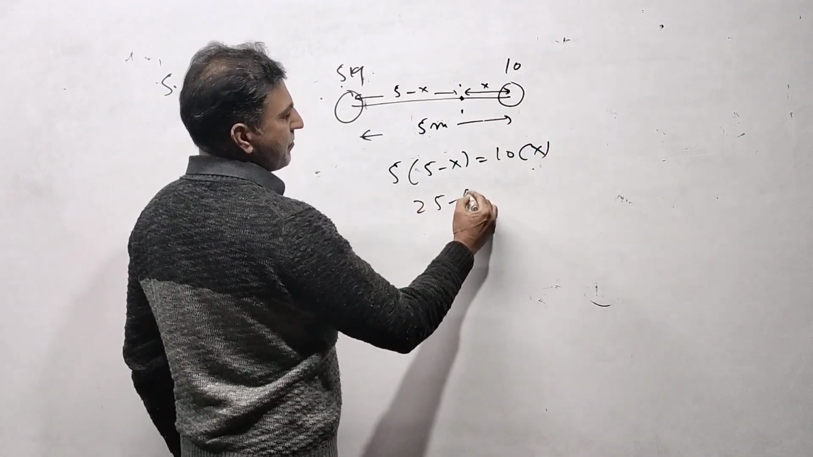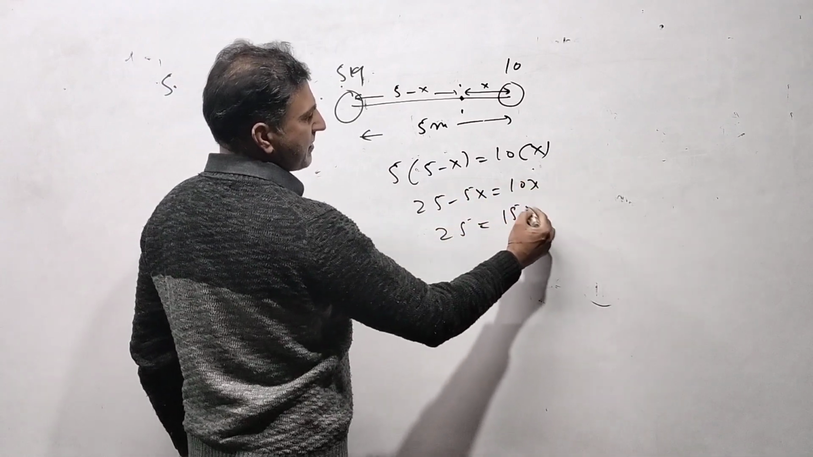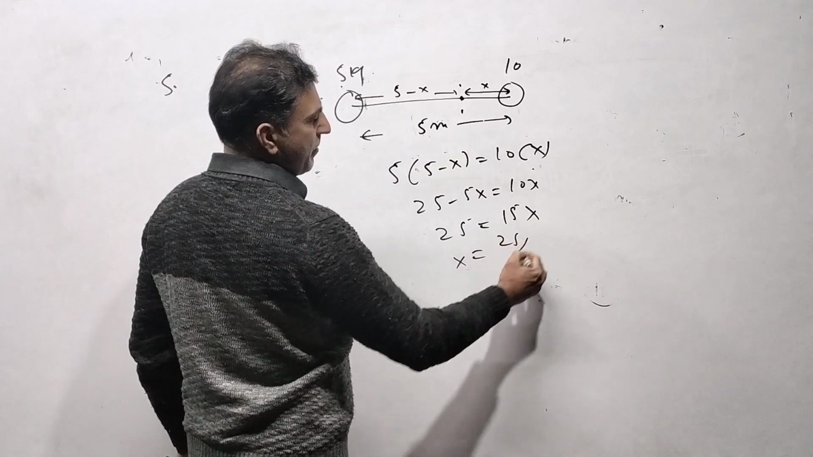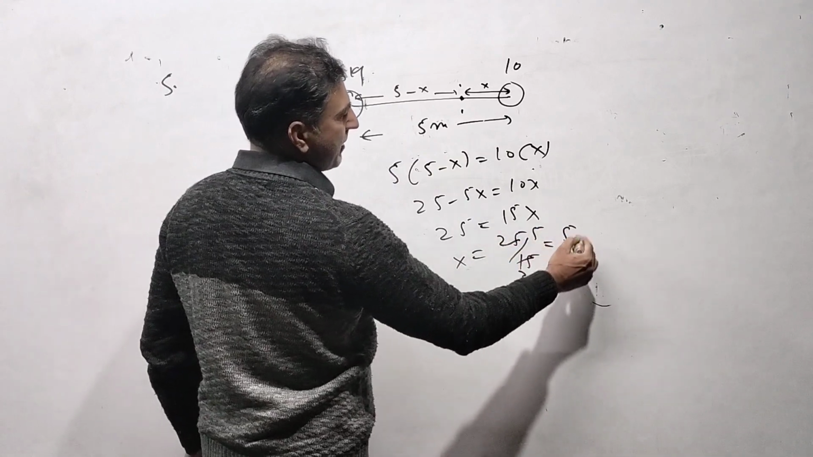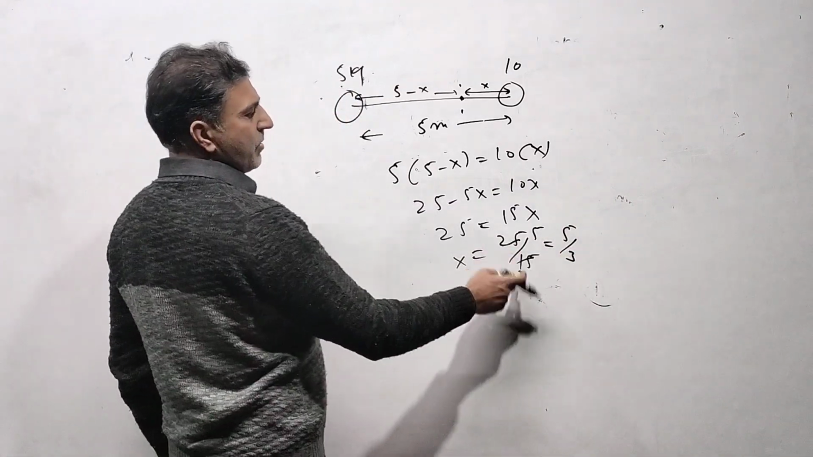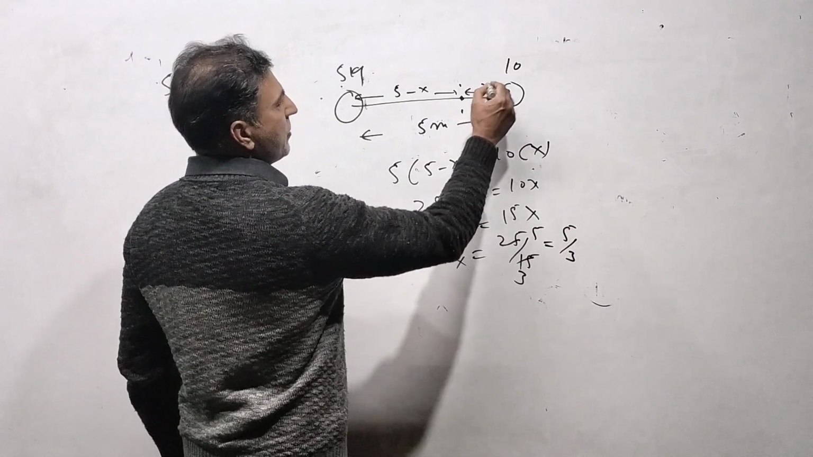This gives 25 minus 5x is equal to 10x. So 25 is equal to 15x. x is equal to 25 by 15. It is 5 by 3. So x is 5 by 3.